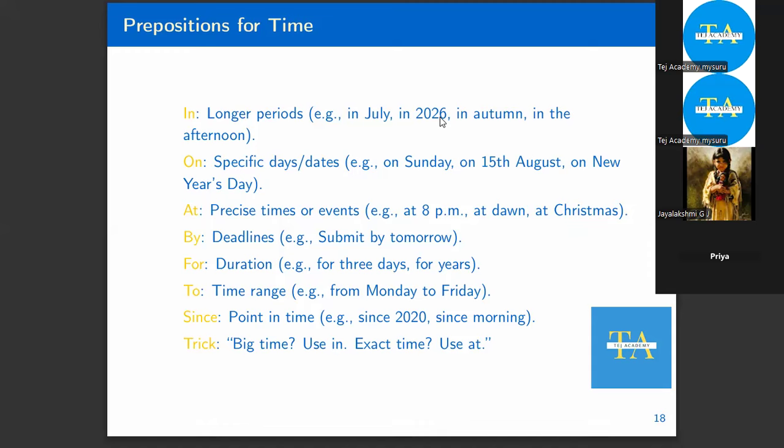Here, big time use in, exact time use at. If it's speaking about the year or months, we better use in. And for an exact time, like some random time in the day, like 8 p.m. or 9 p.m., we can use at in front of it. And while using in, there will be an exception. We can use in while speaking about something like she has a baby in her arms. In her arms.